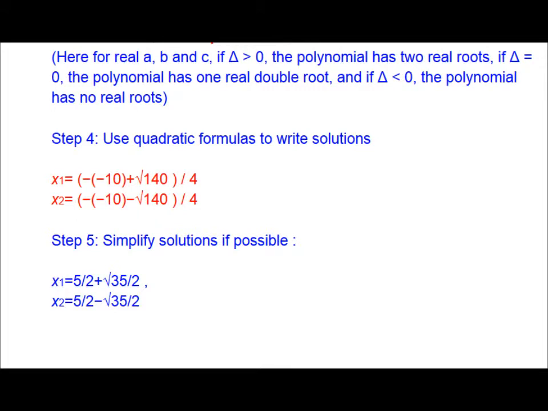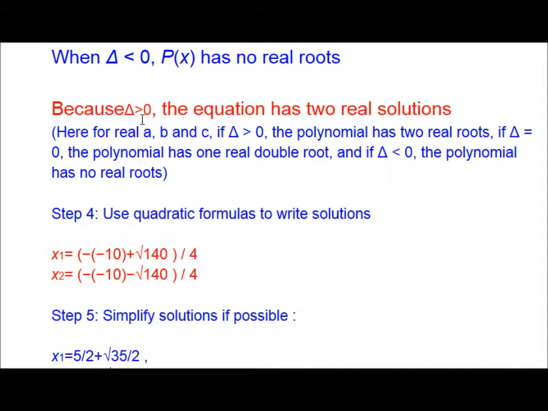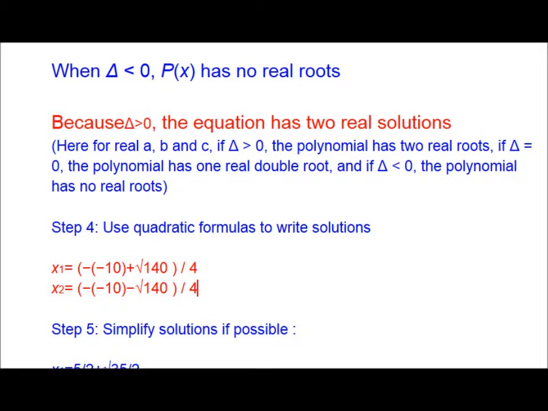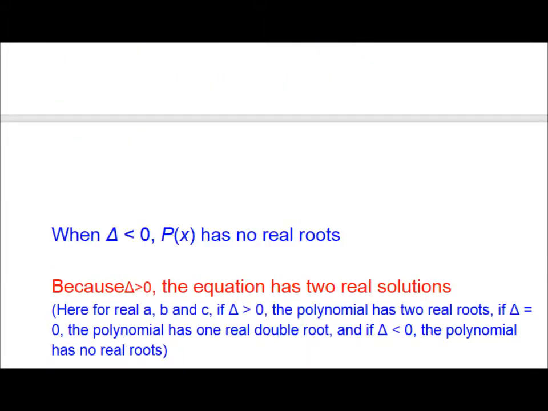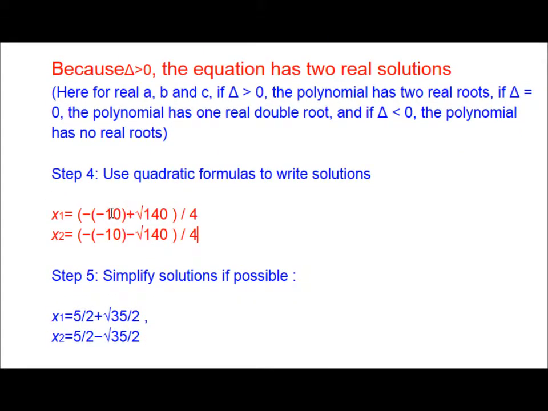Since we found that there are two distinct real roots, we'll use the formula minus b plus or minus under root of the discriminant divided by 2a. Using that formula, we get minus of minus 10 plus or minus under root of 140, divided by 4. The first root is calculated with the plus sign in the middle, and the second root with the minus sign in the middle.